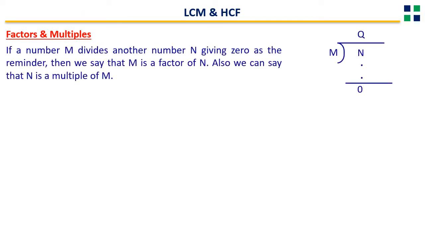Factors and multiples. If a number m divides another number n giving 0 as the remainder, then we say m is a factor of n. Also, we can say that n is a multiple of m. Now let us talk about least common multiple.